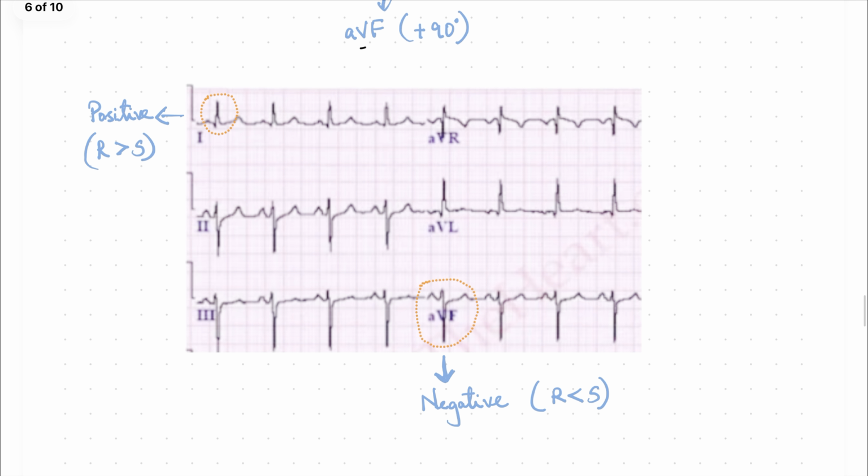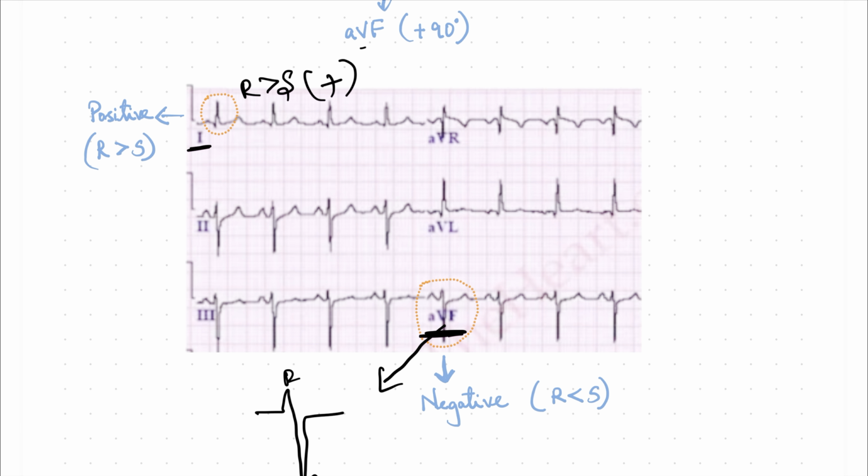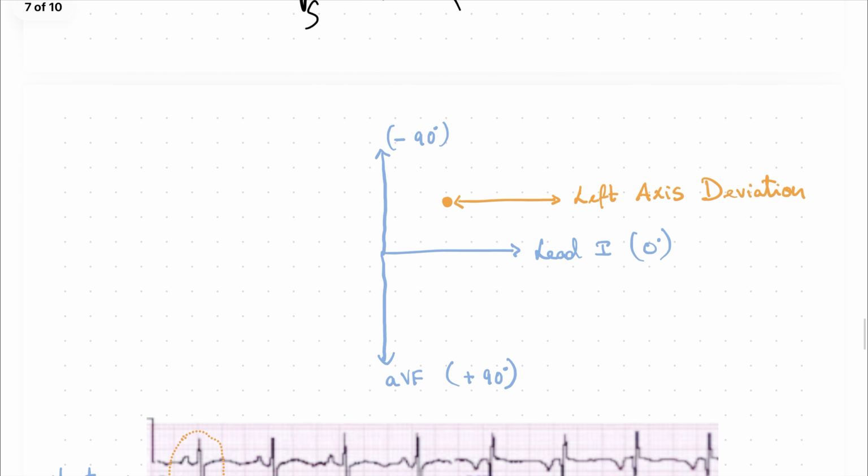Moving on. Looking at the second graph, again, you have to look at lead 1 and you have to look at AVF. Here, the R is more than S, which means it is positive. Here, you have something like this, where R is less than S, so it is negative. Now, where do you plot this? You have the lead 1, you have AVF. But lead 1 is here. AVF is not on the positive side, it's on the negative side. So your graph is plotted here, which is a left axis deviation.